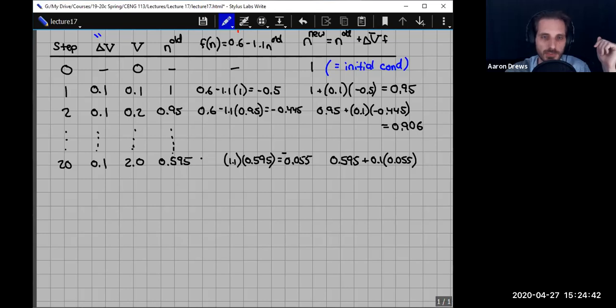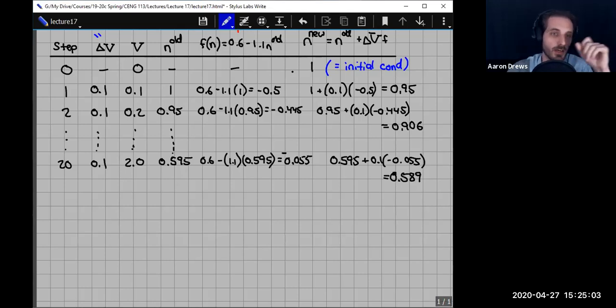Because this is 0.6 minus that. There's supposed to be a negative sign sitting in there. Let's get that out of there. Minus 0.055. And if we evaluate that, we have 0.589. We could have gone on, right?